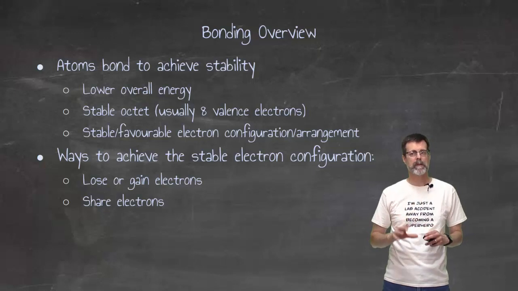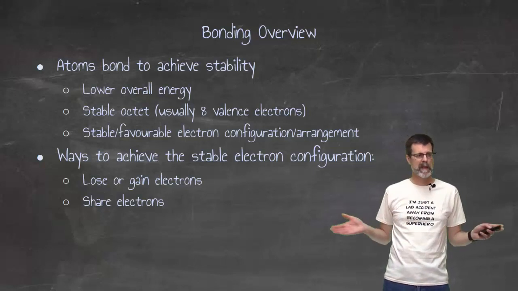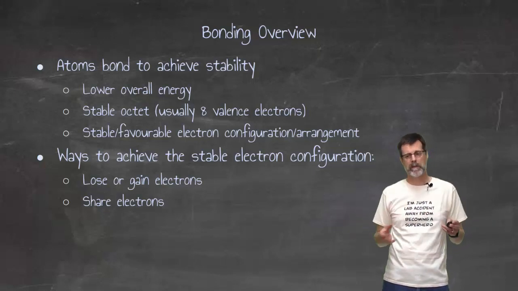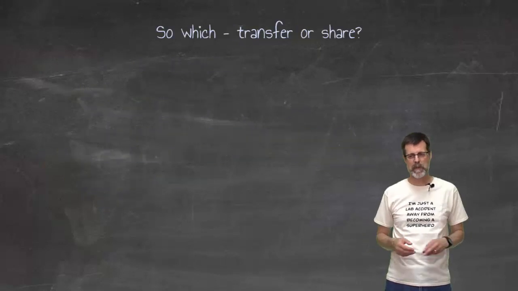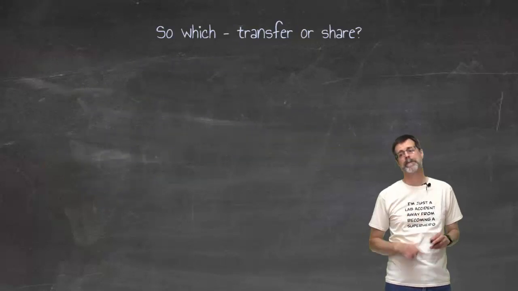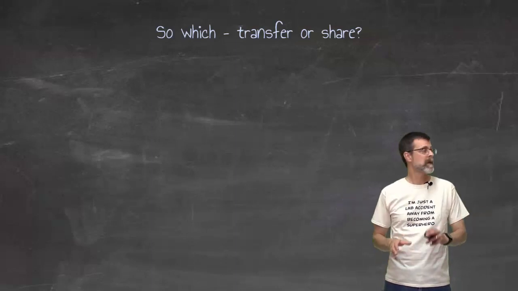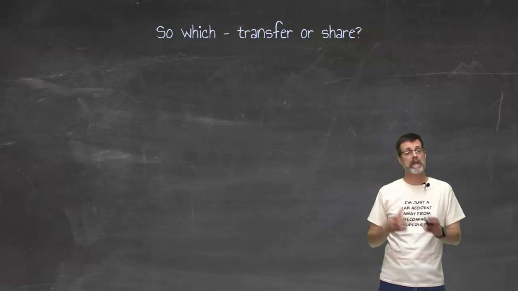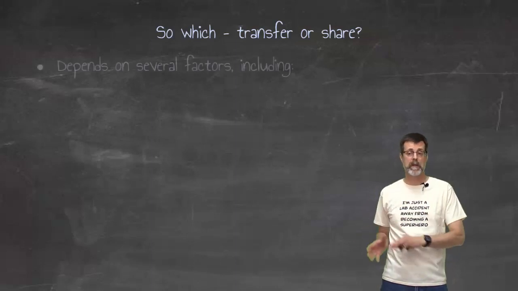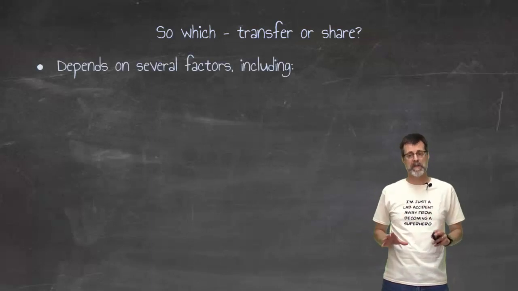And then what we're going to do next time is try and look into this middle ground. Well, are there times where it's something in between? And the answer is yes. Although I've just answered a question I'm going to pose to you at the end of all of this. So how do you know if they're going to transfer electrons, lose electrons, or if they're going to share electrons? And it comes down to a bunch of things.